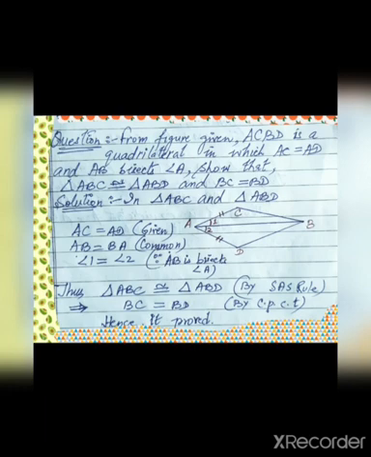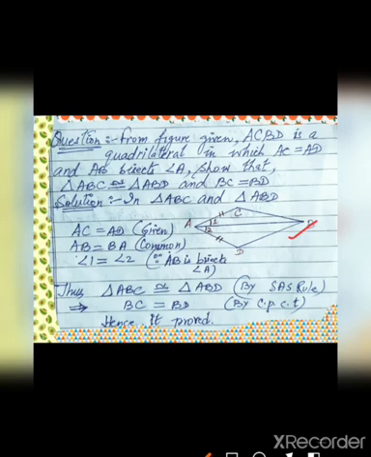A question in this manner: from the figure given, ACBD is a quadrilateral, in which AC is given equal to AD. These two sides are given equal in measure, and also AB bisects angle A. The line segment AB bisects angle A. Remember, angle A is divided into two equal parts, shown as angle 1 and angle 2.